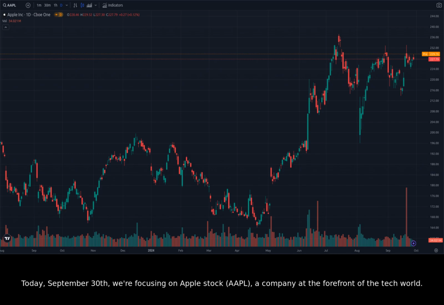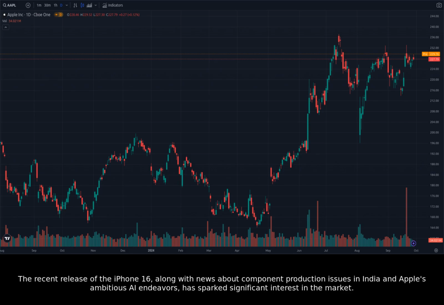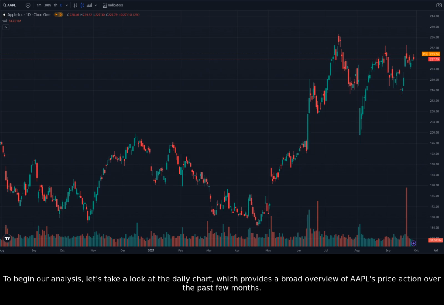Today, September 30th, we're focusing on Apple stock, AAPL, a company at the forefront of the tech world. The recent release of the iPhone 16, along with news about component production issues in India and Apple's ambitious AI endeavors, has sparked significant interest in the market. To begin our analysis, let's take a look at the daily chart, which provides a broad overview of AAPL's price action over the past few months.